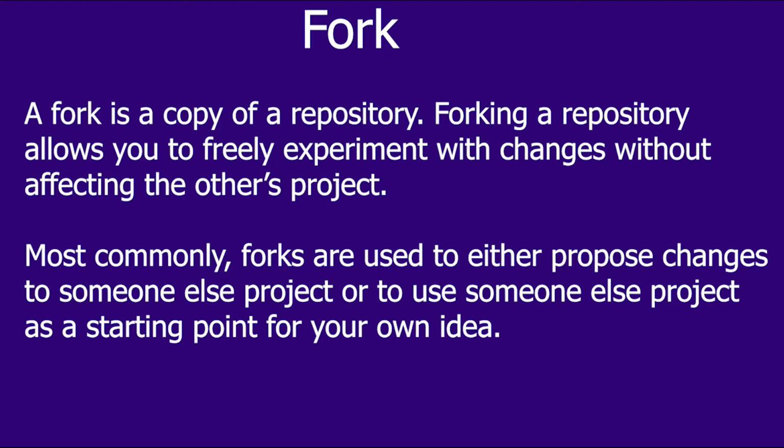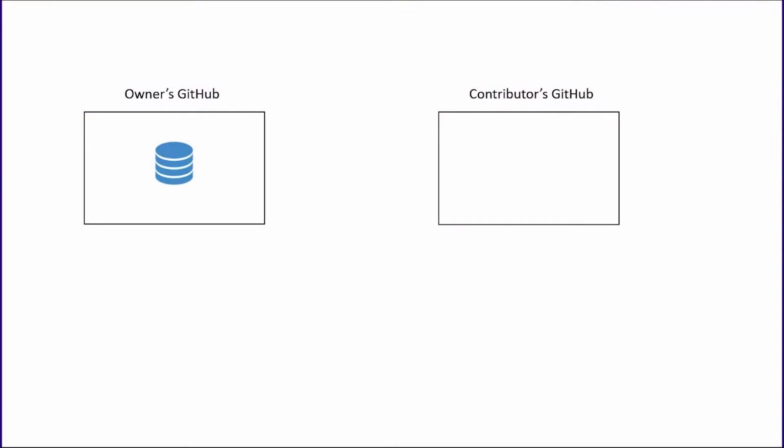Let's understand this with an animation. So here we have two GitHub accounts. One is the owner's GitHub and the second is the contributor's. Let's suppose the contributor wants to make some changes or add some extra features in a particular project that exists in a repository of the owner's GitHub.